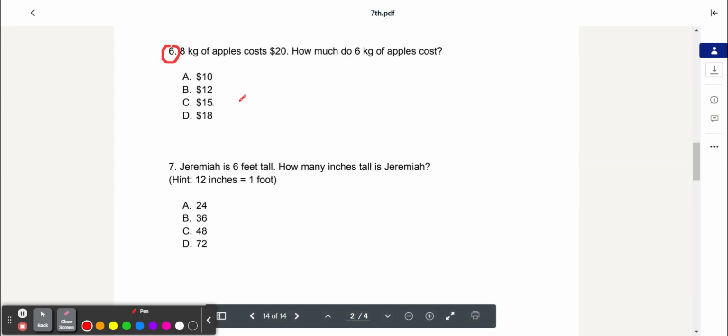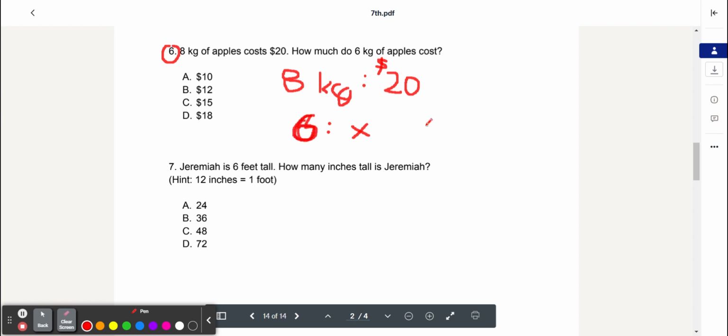Next, let's look at problem 6. 8 kilograms of apples cost $20. How much does 6 kilograms of apples cost? And it's multiple choice. So we have a ratio here, 8 kilograms, and it costs $20. And we want to find 6 kilograms, and we don't know the amount of dollars.